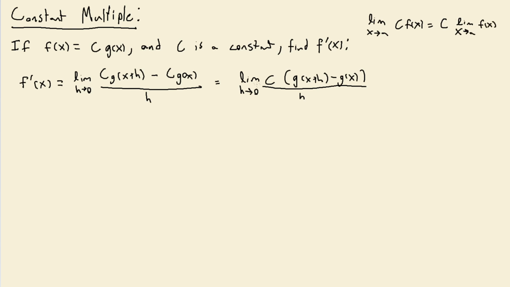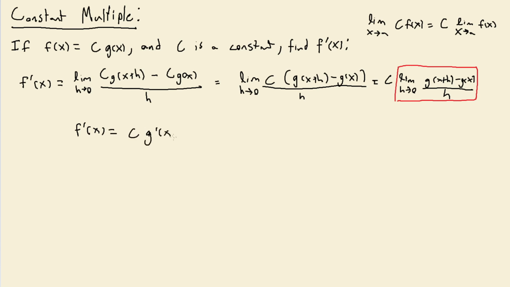And because we know this, we could pull this c out of the equation, and this tells us that it's equal to c times the limit as h approaches 0 of g of x plus h minus g of x over h. And once again, this is just our definition for the derivative of g of x. So in this case, f prime of x is just going to equal c times g prime of x.